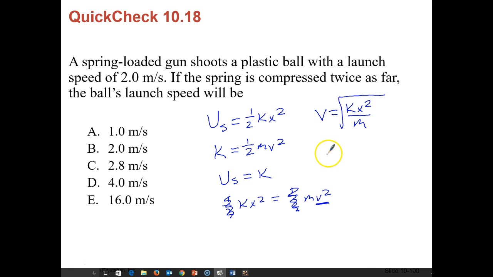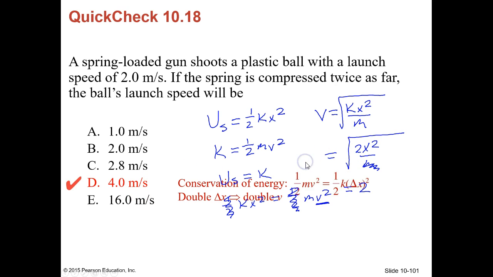And so here's our equation. Now we know that k doesn't change, so we're going to call it 1. So this is really just x squared over m. And now it says if the spring is compressed twice as far, so that would be 2x squared. That would be 2 squared, which is 4, and m doesn't change, so we're not worried about it. And if 2 squared is 4, the square root of 4 is 2. So that would give us 2 times the original speed. So 2 times 2 would give us 4, and that should be the answer.